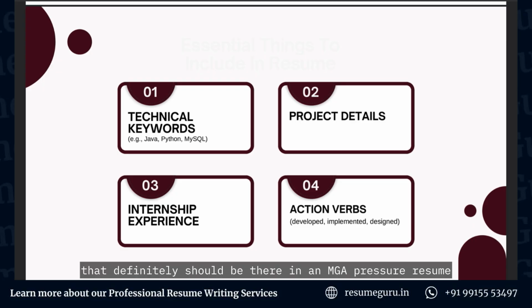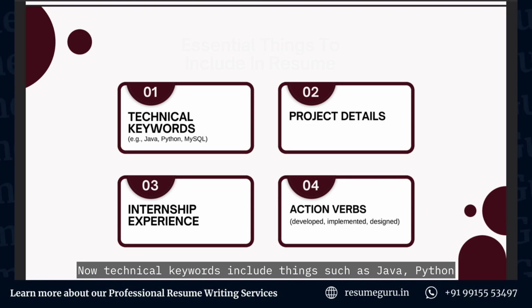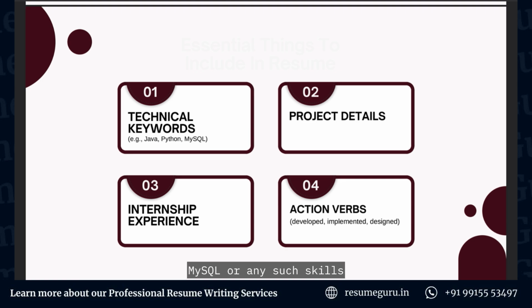So here are some things that definitely should be there in an MCA Fresher resume. Number one being technical keywords. Now technical keywords include things such as Java, Python, MySQL or any such skills that you have that the recruiter will be looking for. Next is project details. If you've done any projects, whether as a part of an internship or for your college or anything that you've taken up on your own, they should be mentioned in your resume because they're a good way to show that you're good at what you do.